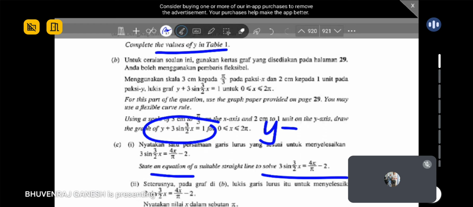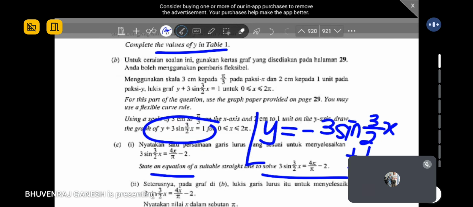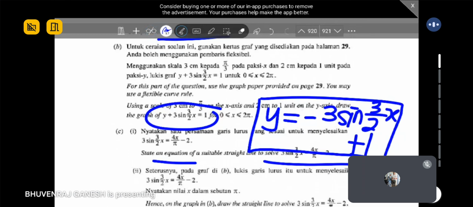You see tomorrow, Bowen. Tomorrow we will discuss paper 2, for this year's Add Maths. So this is your equation for your graph.